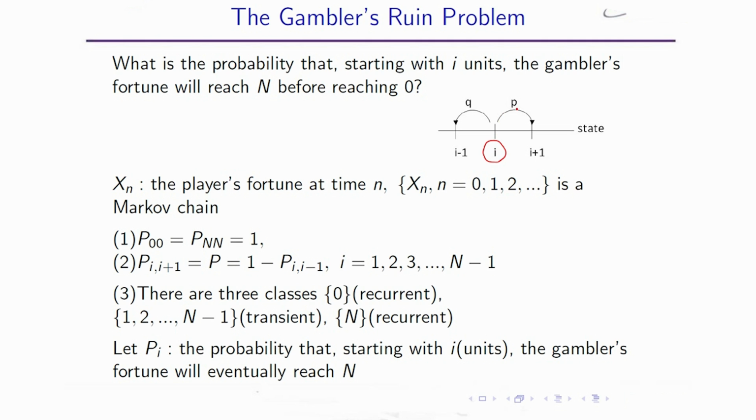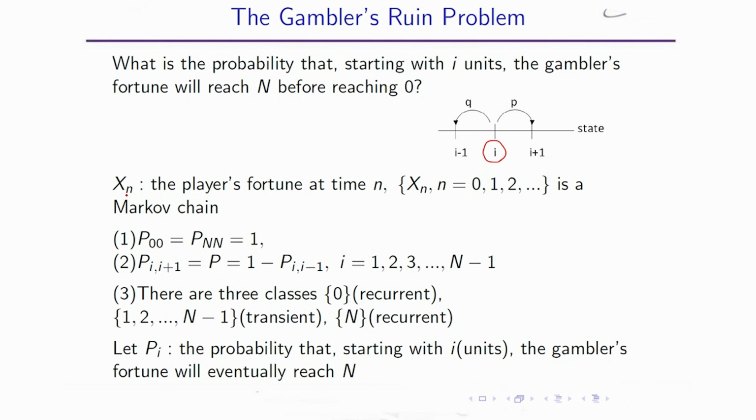And there is probability p that for every game, the gambler will earn one more unit. So the gambler's fortune could move from i to i plus 1. And there is probability q that the gambler will lose one unit. So the gambler's fortune will move from i to i minus 1 with probability q.